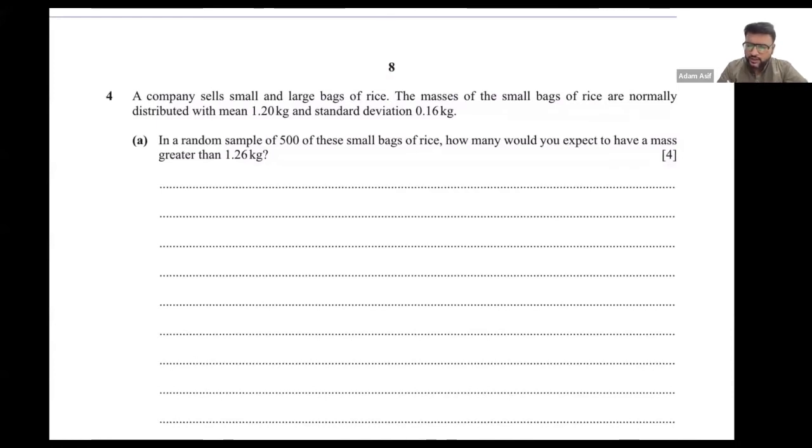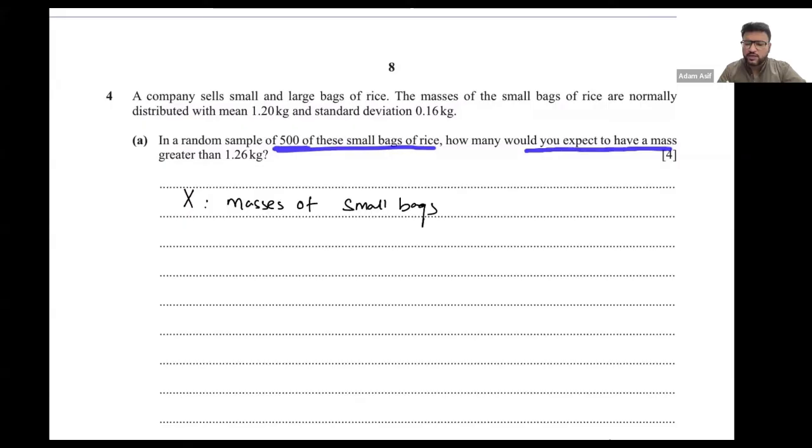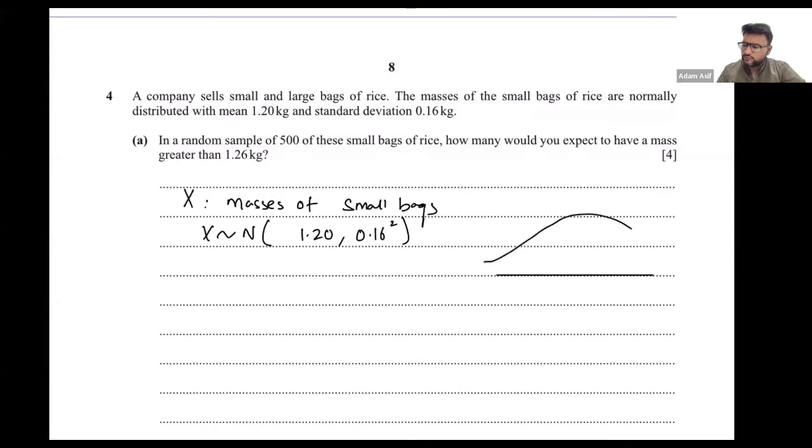So in this question, X basically represents masses of small bags. The question says, in a random sample of 500 of these small bags of rice, how many would you expect to have a mass greater than 1.26 kg? X follows a normal distribution with mean 1.20 kg and the standard deviation is 0.16 squared. So if I draw a normal distribution curve, the mean is 1.20.